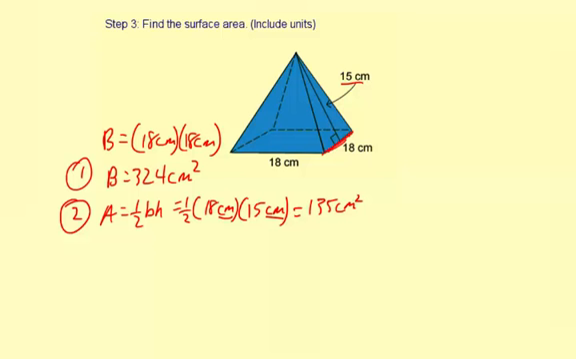Now step 3 is finding the total surface area, where you're going to have to add all these together. So you know you're going to add the base area, so that's going to be 324 centimeters squared. And then plus these triangles. Let's say you have 4 triangles and they're all the same size. So really what you're going to do is plus 4 times 135 centimeters squared. So you're going to have one base, and you have 4 of these lateral faces. So let's see what that works out to be.